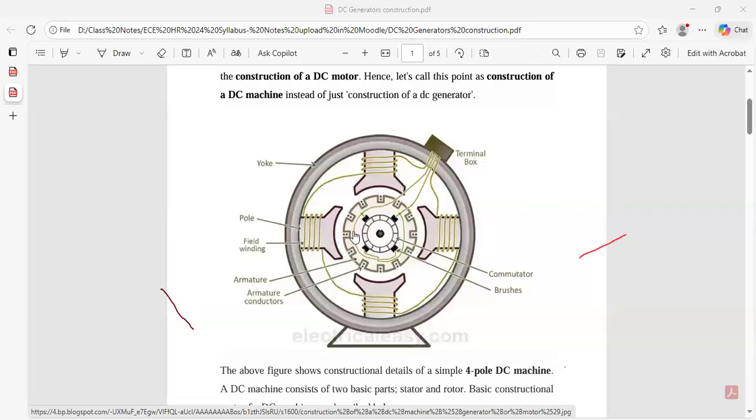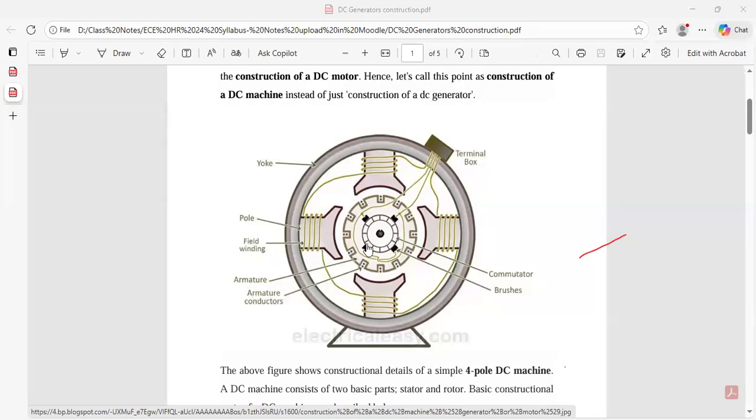Suppose 10 slots are there. In each slot, we have two coils. What is the number of coils? 10 slots, 1, 2, 3, 4, 5, 6, 7, 8, 9, 10. Like this, 10 are there. In each slot, two windings are there. Total windings are 10 into 2, 20 windings. 20 coils will be there on the armature.